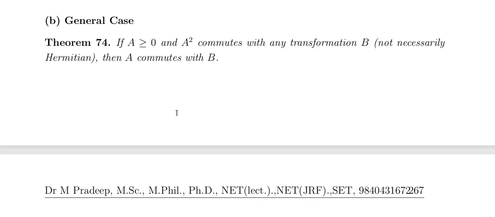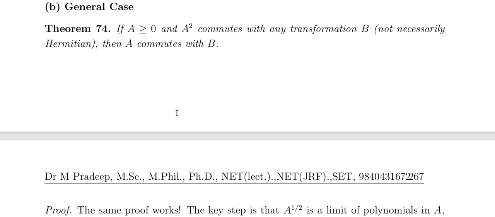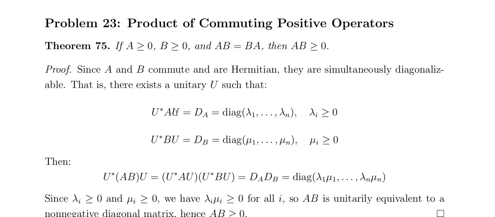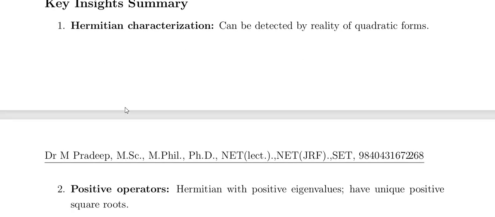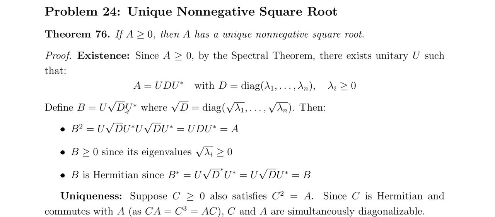This is the general case. So then if A is greater than or equal to 0, that is non-negative, and B is non-negative, and AB equals BA, then AB is also non-negative. Okay. So if A is greater than or equal to 0, that is A is non-negative, then A has a unique non-negative square root.